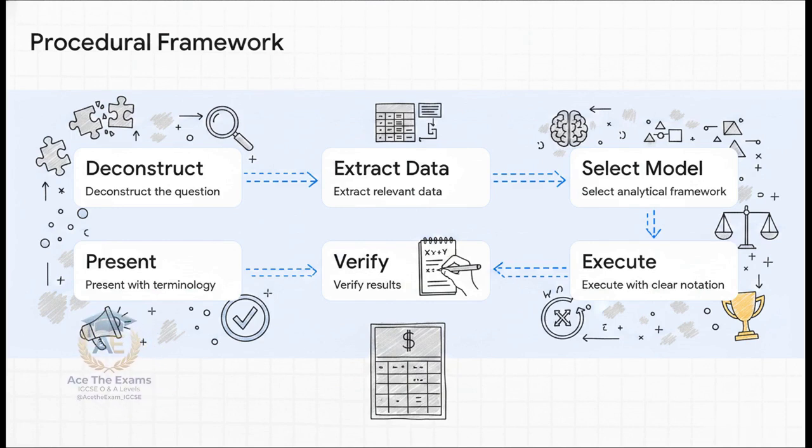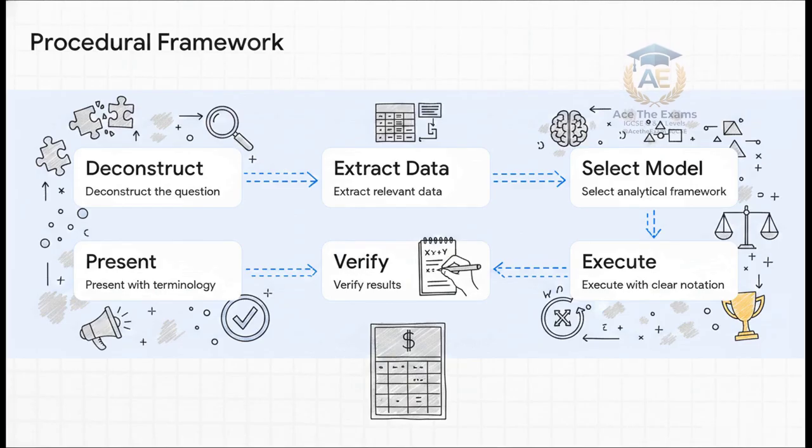Step 3, select the framework. We know we need a statement of profit or loss structure. Step 4, execute with notation. This is where you write down revenue minus cost of sales before you even plug in the numbers. Step 5, verify your results. Does a 90% gross profit margin make sense for a tiny retail shop? Probably not. Check your math. Step 6, present correctly. Use absolute professional terminology.